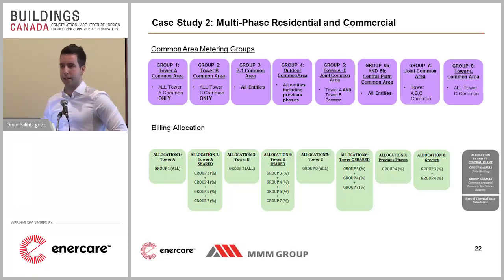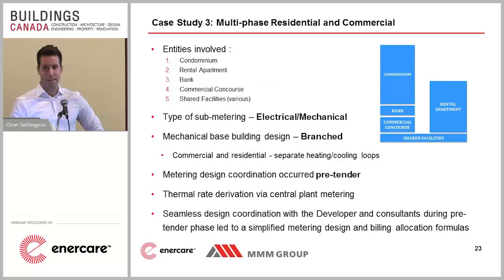Moving on to my final case study. So this is sort of the best case scenario for us. You'll see here a visual depiction again of the entities. So here we have a large condominium tower. We also have a rental apartment tower. Here as well we have a large bank that spans 2 levels, and we have quite an extensive commercial concourse, and then we have shared facilities between everybody.